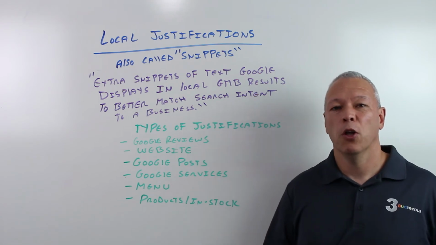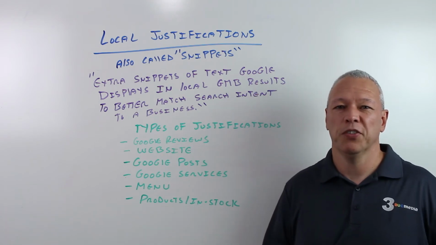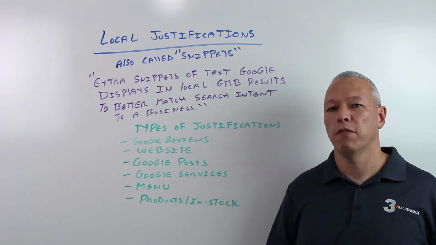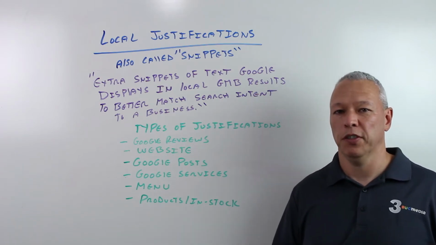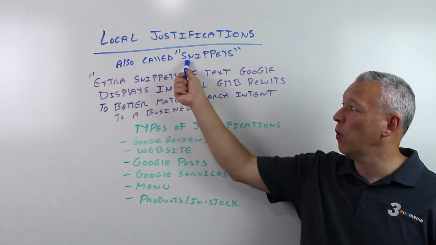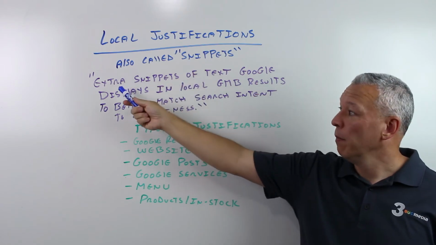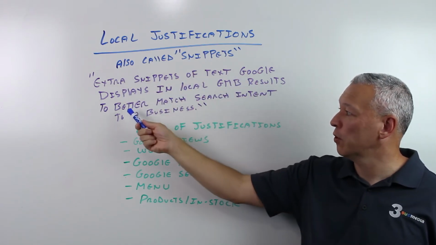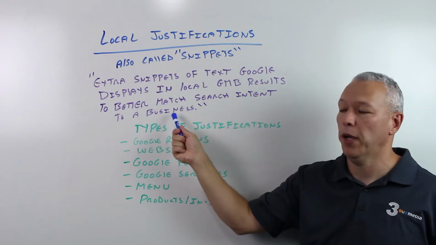Today we're going to talk about local justifications in Google My Business, what they are, and how you can use them to get more clicks and more conversions out of your Google My Business listing. So what are local justifications? Well, they're also called snippets. Extra snippets of text Google displays in local Google My Business results to better match search intent to a business.